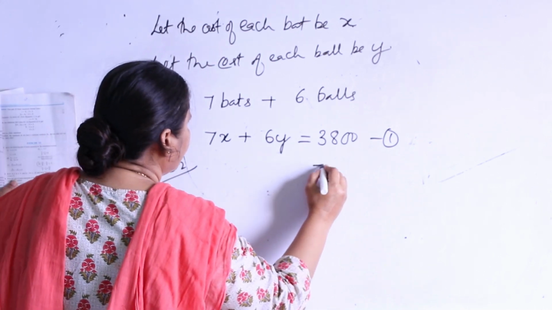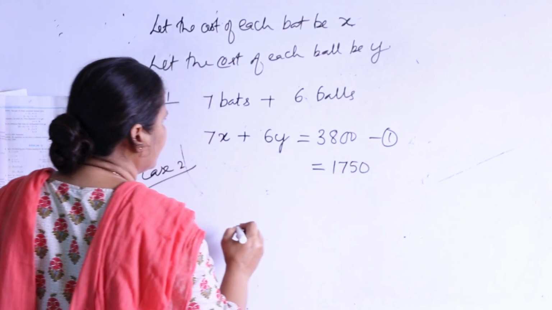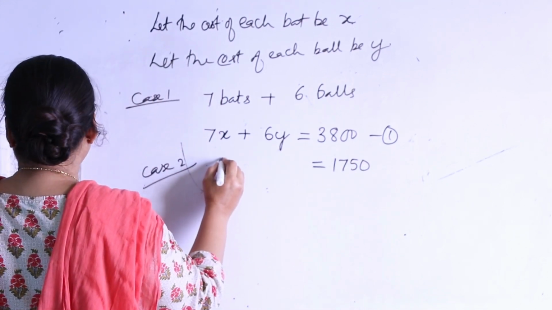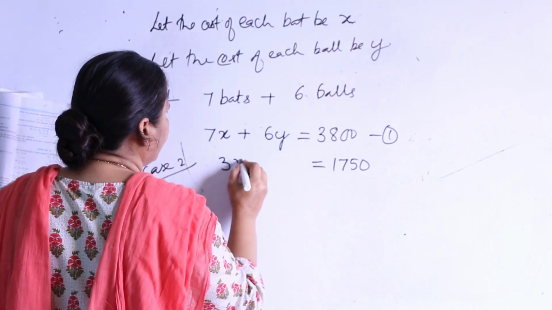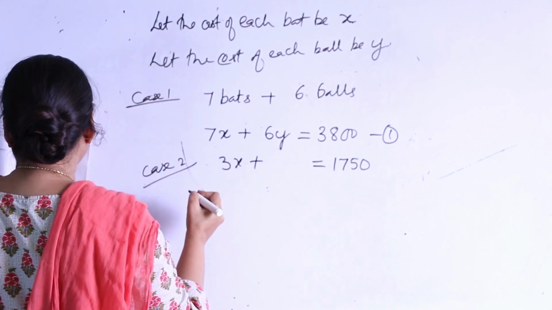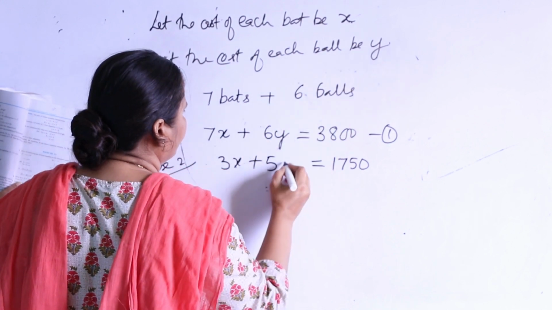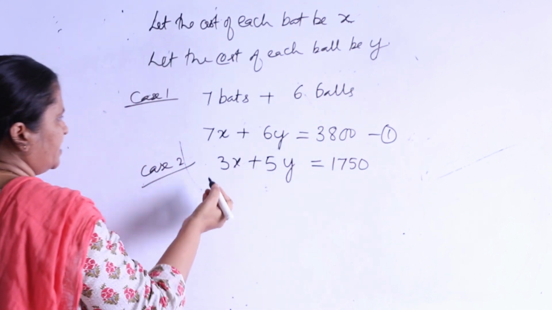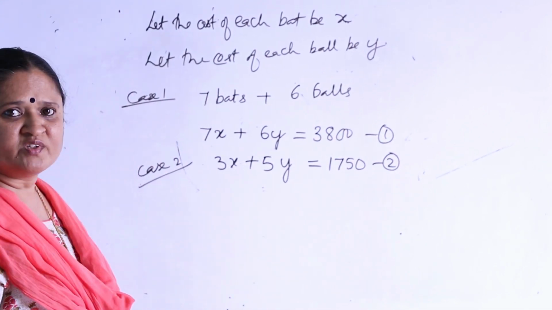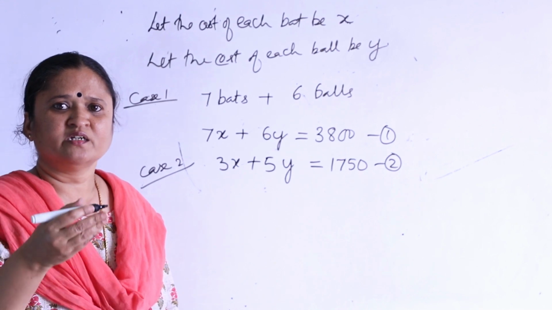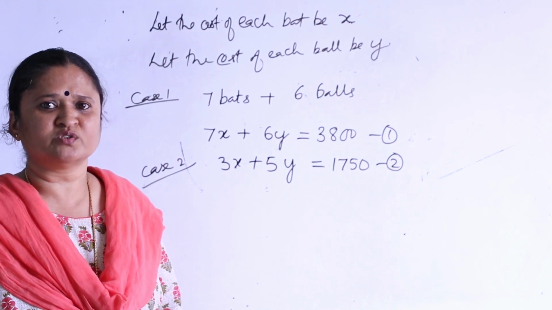Now, what is the total amount that he has paid in this second case? 1,750. And how many bats has he purchased? 3 bats. What is the cost of each bat? X rupees. And how many balls did she purchase? She purchased 5 balls. What is the cost of each ball? Y. Beautiful. 3x plus 5y is equal to 1,750.